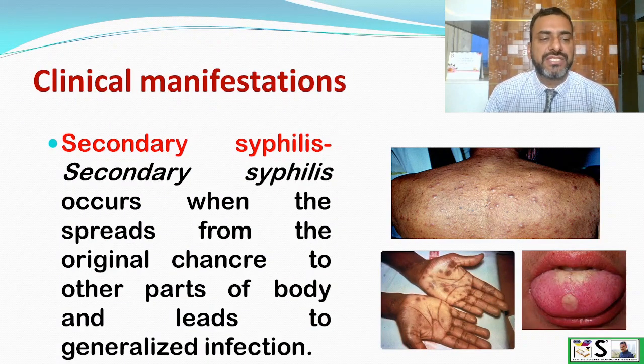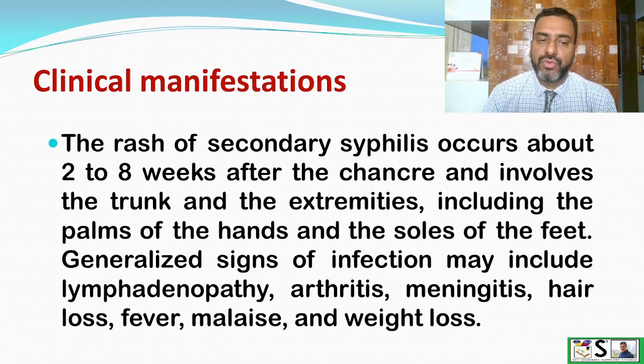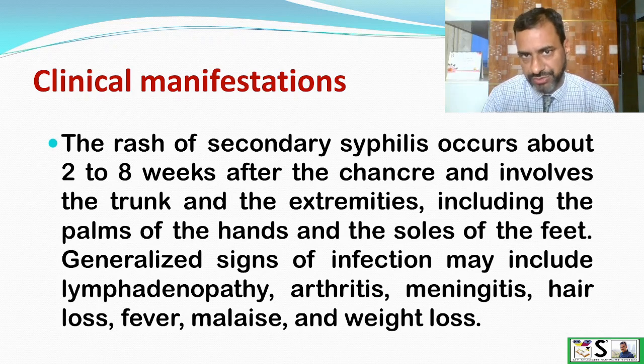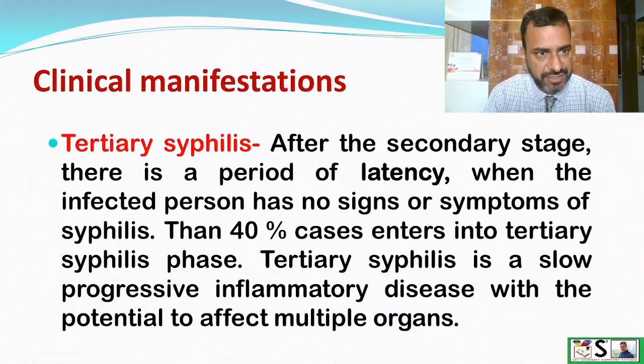Secondary syphilis occurs when the infection spreads from the original chancre to other parts of the body, and it leads to general infection if not treated. The rashes occur about 2 to 8 weeks after the primary chancre, and now involve the whole body, especially trunk, extremities, hands and feet, even soles and palms. Infection may spread, giving rise to lymphadenopathies, arthritis, meningitis, hair loss, fever, malaise, and weight loss as other signs and symptoms.